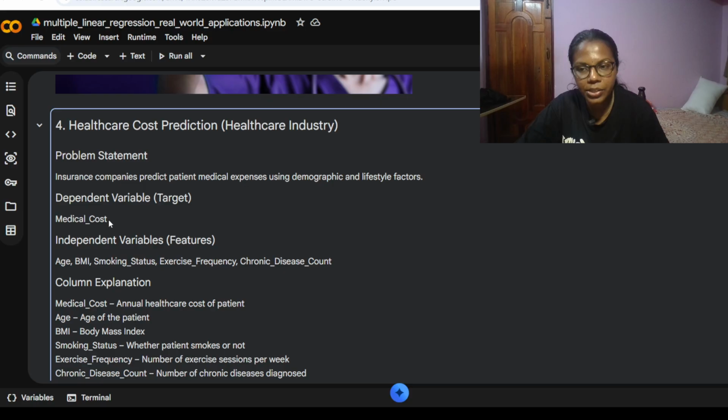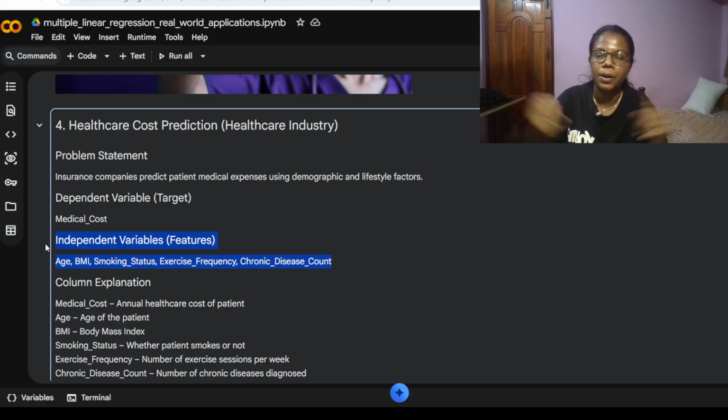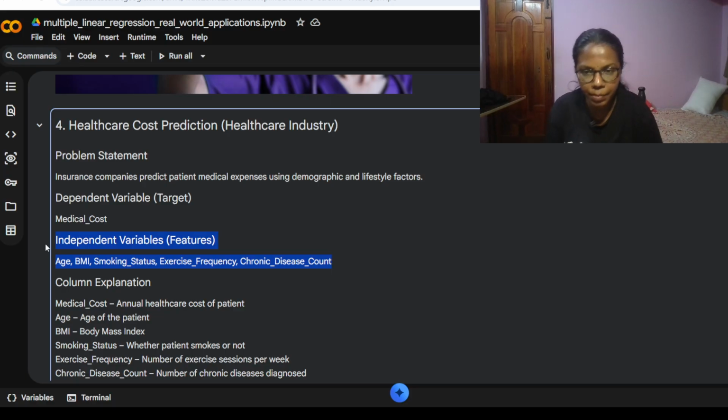For this, what is going to be my target variable? Absolutely the medical cost, the medical expenses. This is what I'm going to predict. Now, what could be the possible independent variables or features? A person's age, their BMI, smoking status, exercise frequency, chronic disease count.